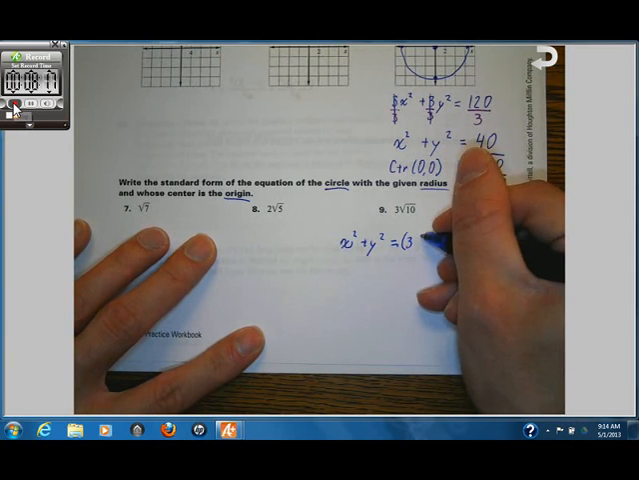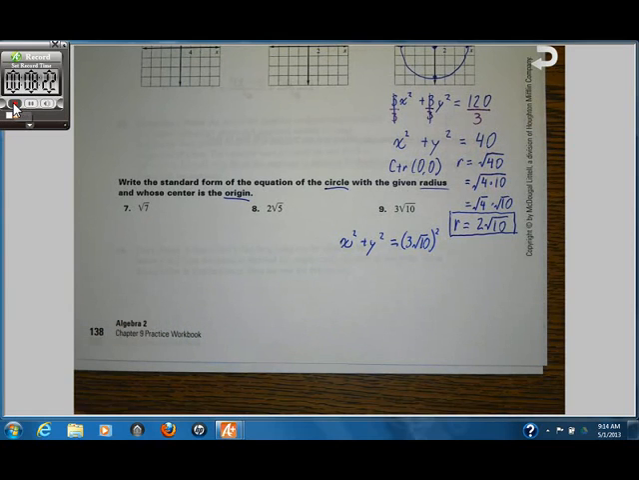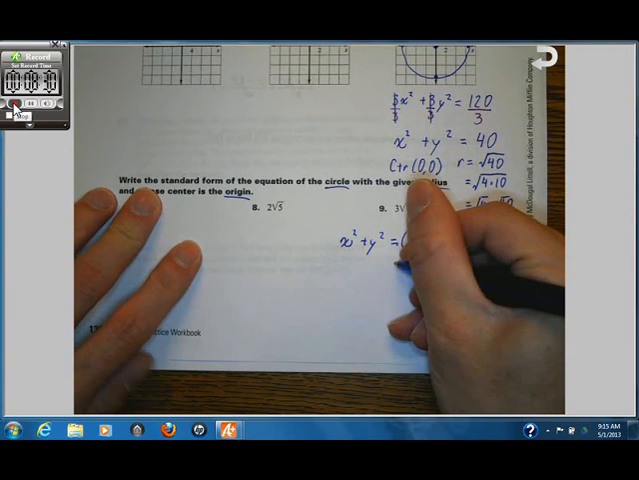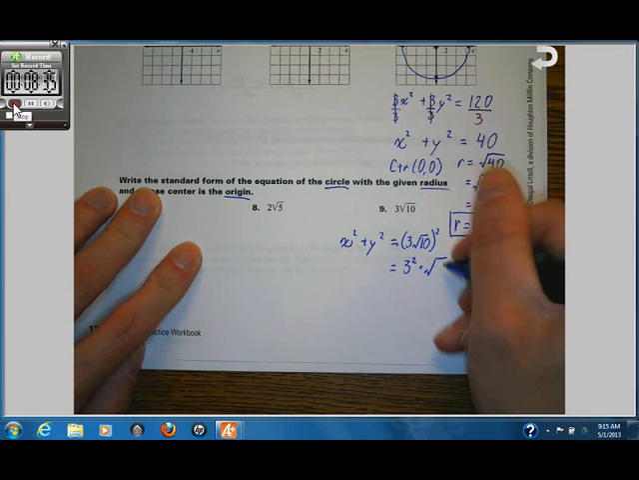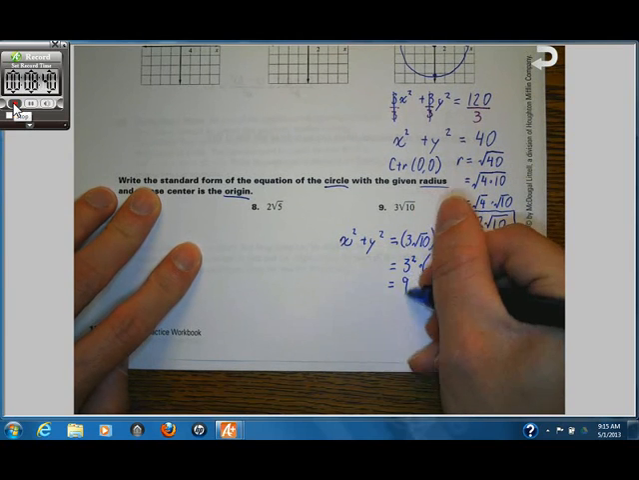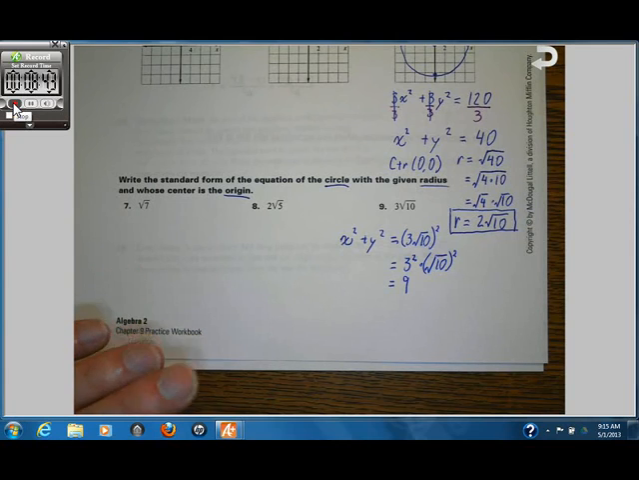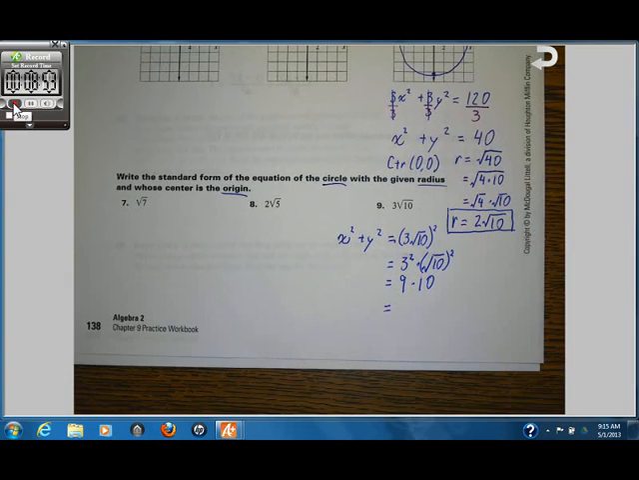What is 3 squared? 9. So we have 3 squared times the square root of 10 squared, which is 9. Now, square cancels root, leaving us with just what? 10. And if we can't do 9 times 10, we are really in the wrong place, aren't we? So we have 90 is equal to x squared plus y squared, and that is all.